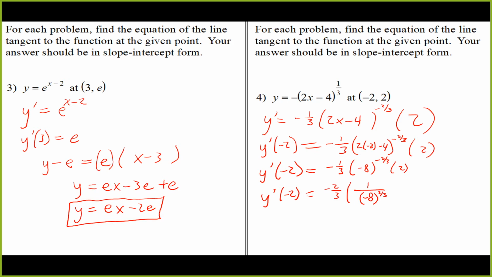Okay, if I'm raising something to the power of 2, I could square it. And then if I'm raising it to the power of 1/3, that means I could take the cubed root. So I'm going to take the cubed root first. What is the cubed root of -8?